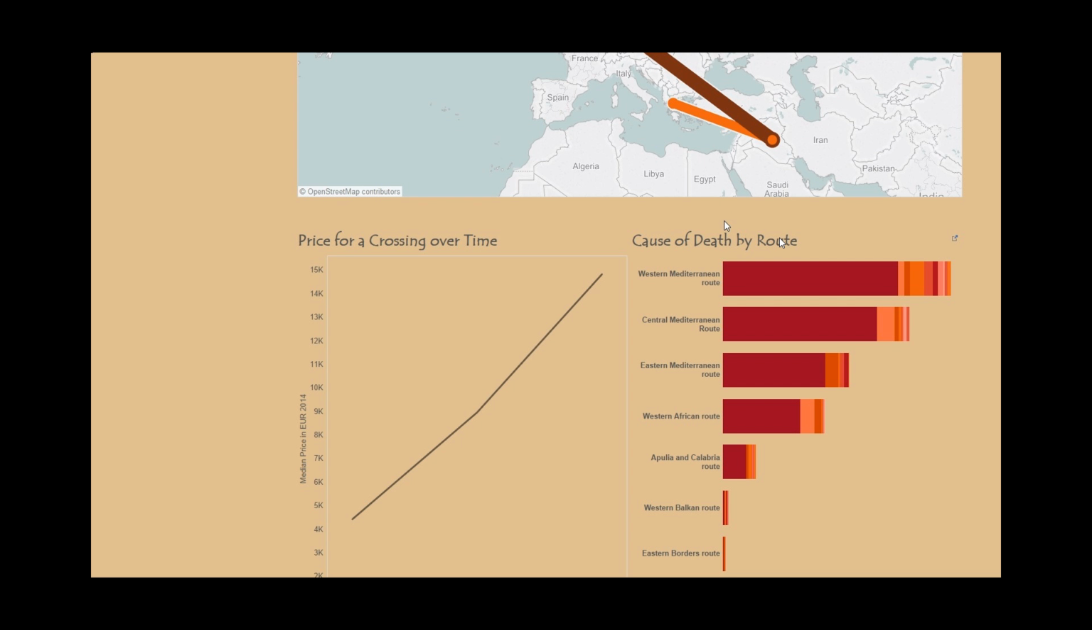And I also don't know what the different colors mean. Well, they're just different causes of death. I know, but I'm not told that anywhere. Within the Western Mediterranean route, there are different colors for drowned, starved, hypothermia, asphyxiated, but I don't know what those mean. There's no legend to tell me what each of them means. I probably should have said to hover over them to see what the cause of death was. Yeah, or include a legend.